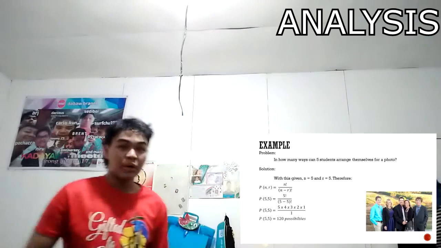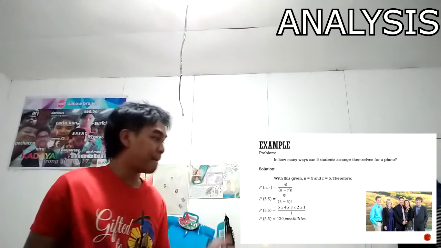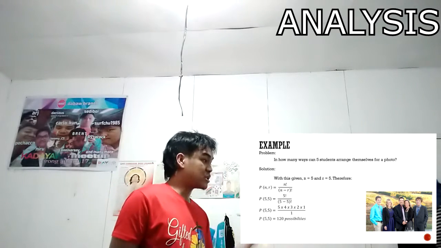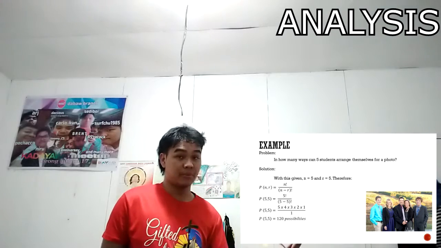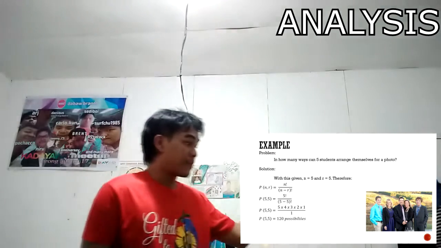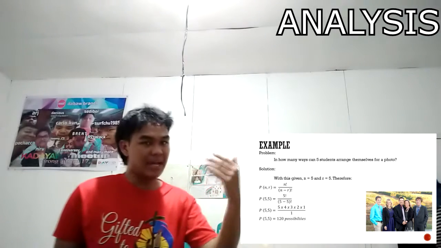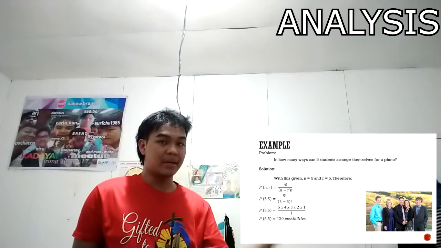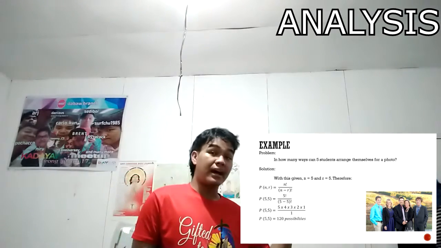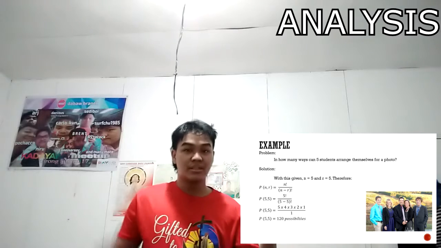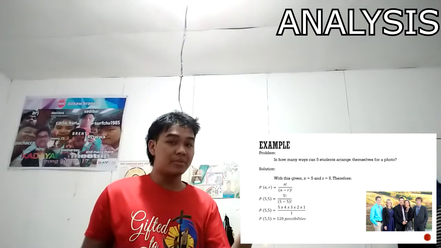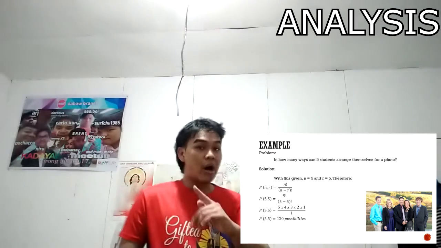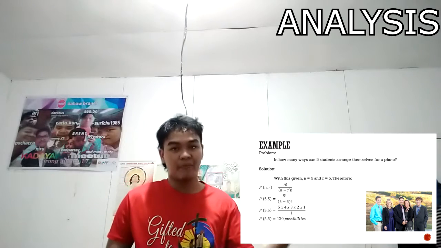So 5, 4, 3, 2, 1, you just multiply them. So like the example that I gave, the example here is: in how many ways can 5 students arrange themselves for a photo? Now, we all know that there are 5 students, so that's n. Okay? Now, we need to understand how many ways can they be arranged. It is said that 5 students arrange themselves, so it is self-explanatory that r should be equal to 5.